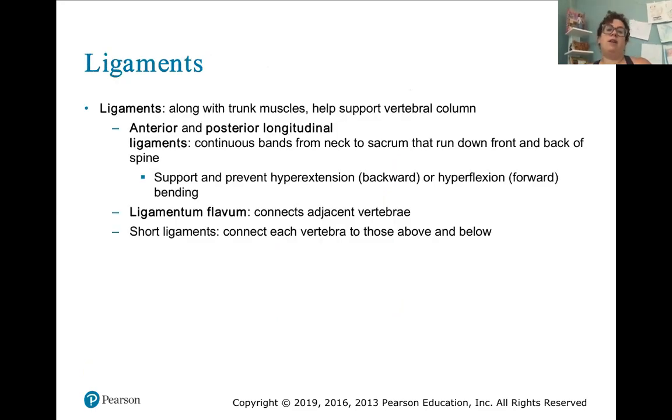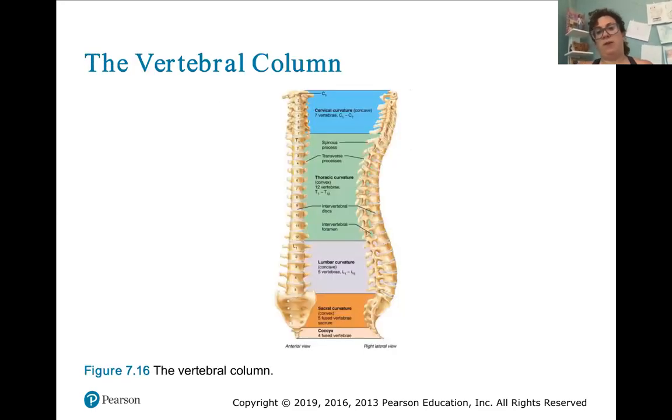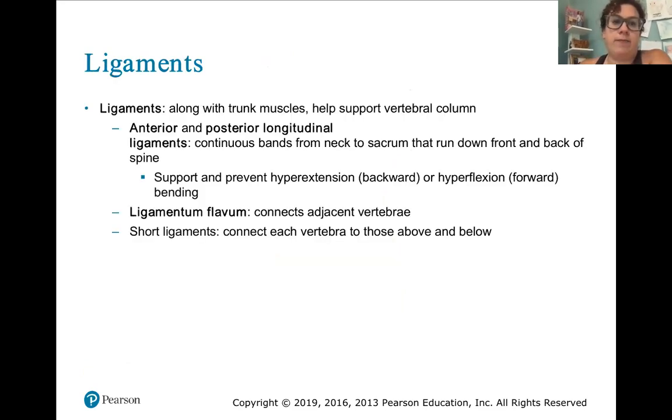Okay. In order to keep our vertebrae all together and in line, we need ligaments. So there are anterior and posterior ones that go from the neck down to the sacrum, and they help support and prevent hyperextension or hyperflexion, bending forward.